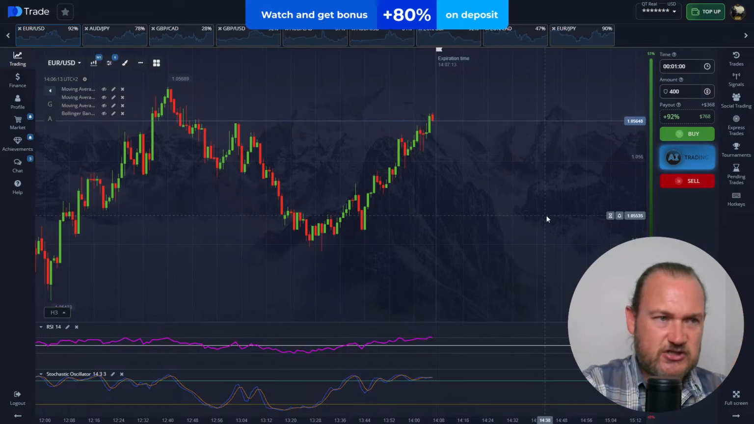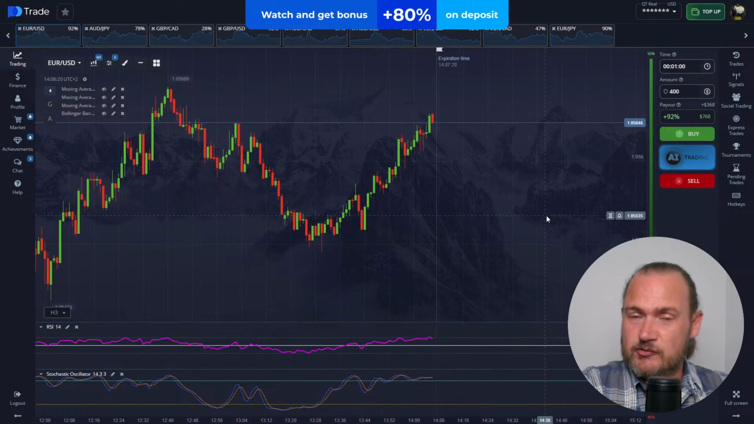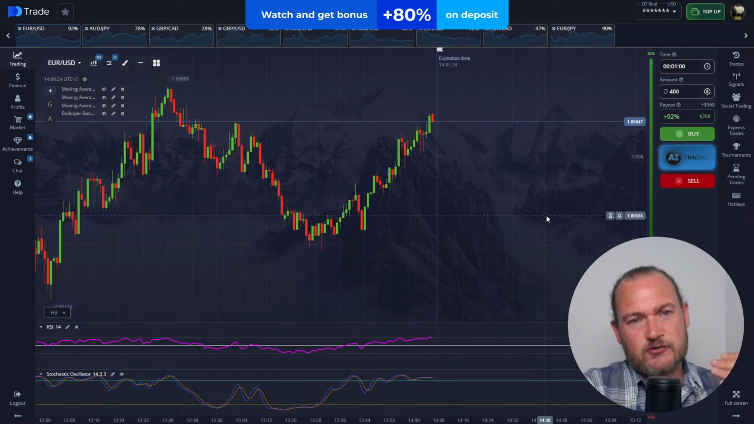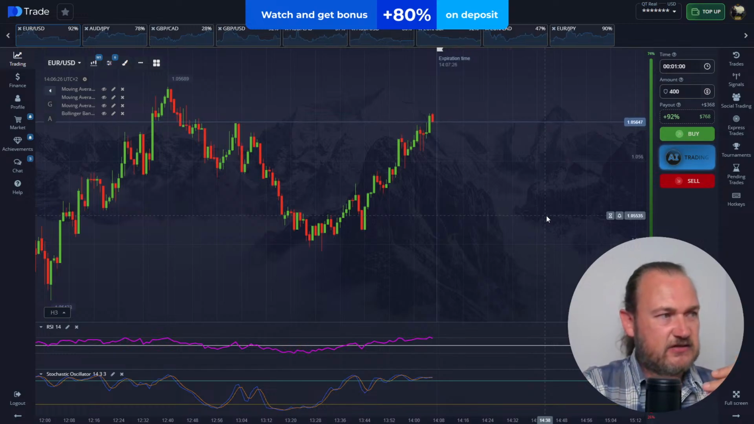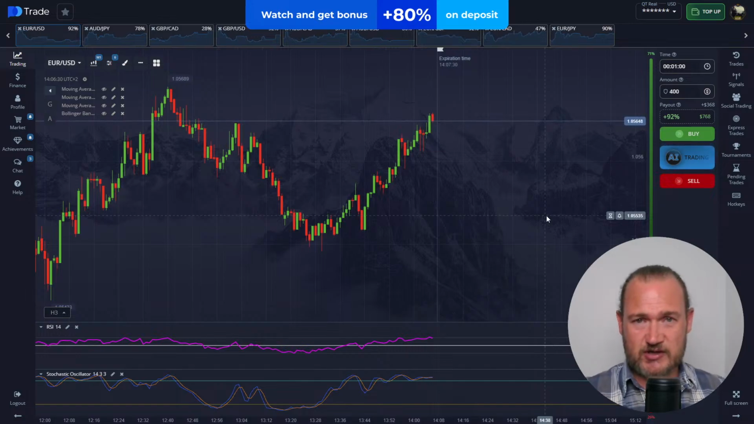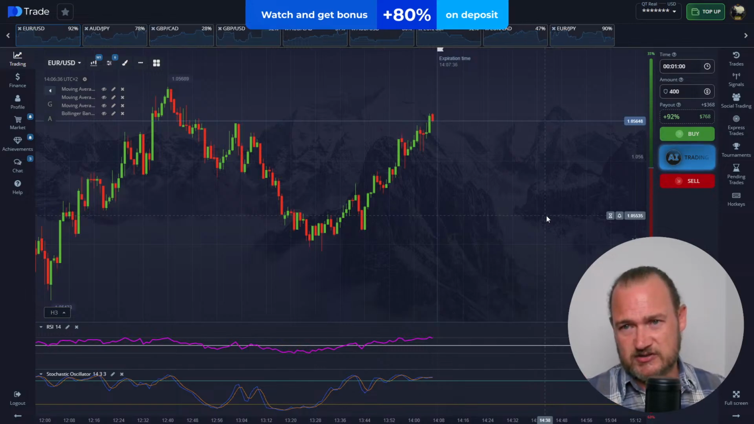That is a correction, and quite often these corrections, the continuation will be signaled by a hidden divergence. So for normal divergence and hidden divergence, like I said, there's 4 kinds: 2 normal, 2 hidden. The normal ones are reversal signals, and the hidden ones are continuation signals.